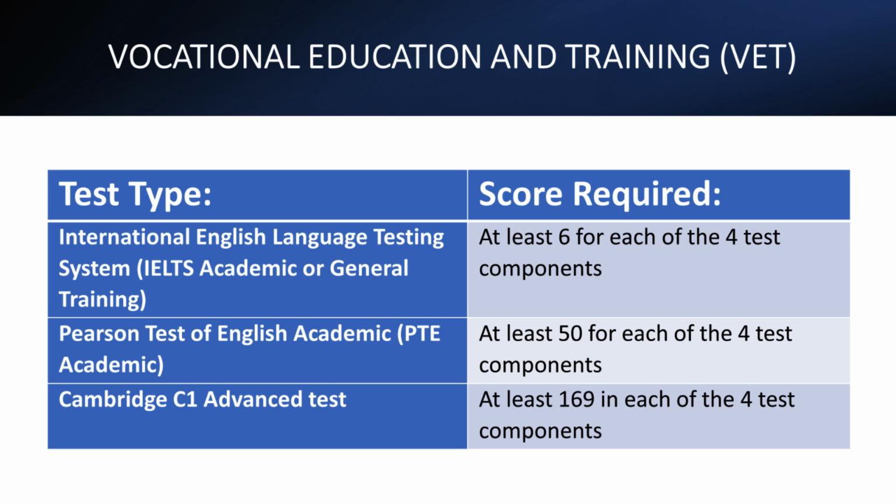And from a PTE perspective, you would need a score of at least 50 in each of the 4 test areas. And for the Cambridge test, you would need to score at least 169 points in each of the 4 components. It is worth noting that this level also helps you to apply for many other visas in the future. So if you are looking to apply for other visas in the future with your English test, your results must not be older than 3 years. Now, with institutions like university and things like that, they expect a result of not older than 2 years.